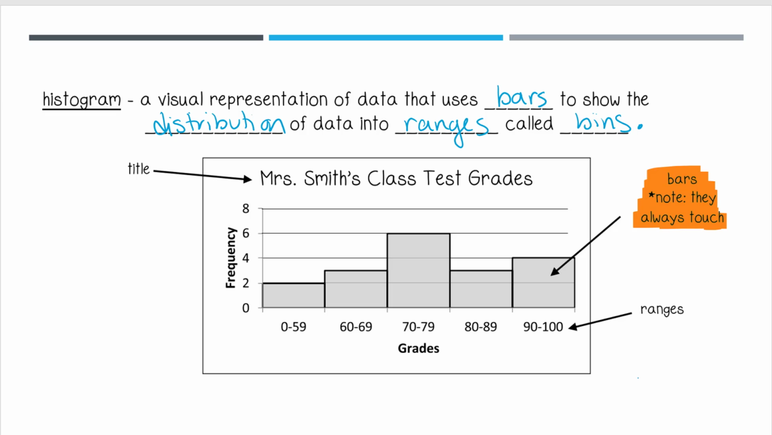The bins are identified with the ranges. So the ranges are the actual numbers. And we have 1, 2, 3, 4, 5 bins in this histogram.